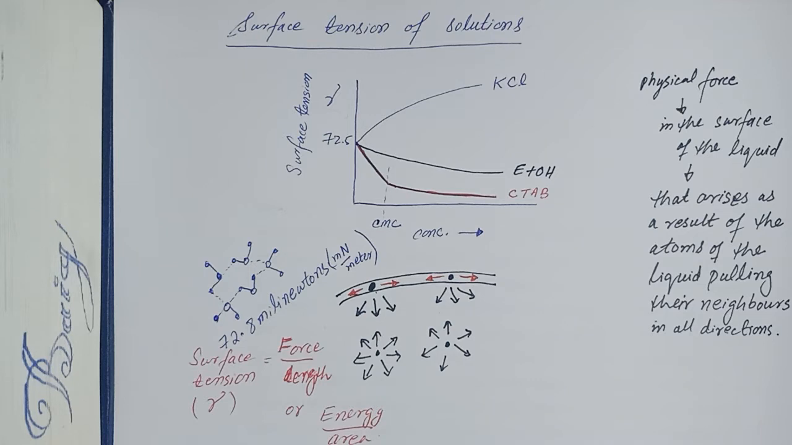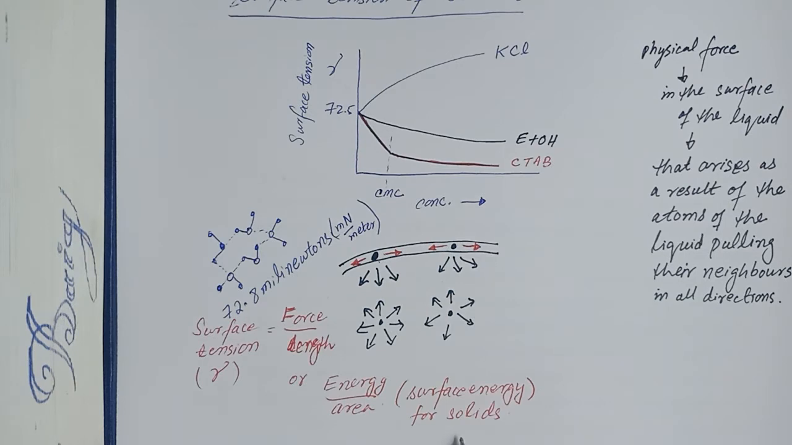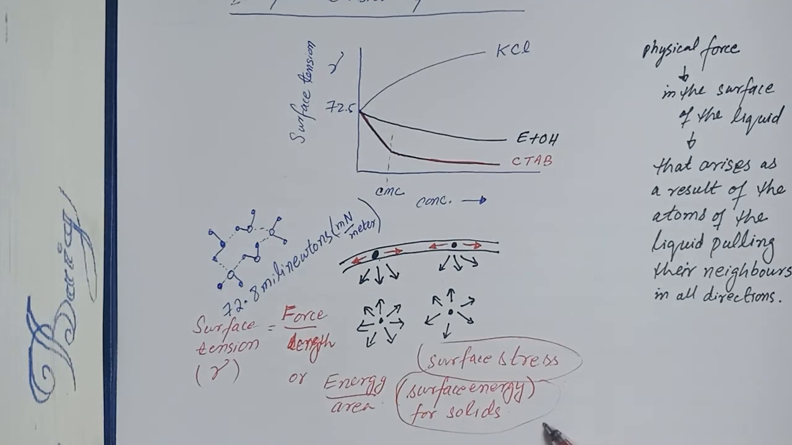So surface tension has the dimension of force per unit length, or energy per unit area. These two dimensions are equal, but when referring to energy per unit area, it is common to use the term surface energy instead of surface tension, which is a more general term in the sense that it applies to solids. In material science, surface tension is used for either surface stress or surface energy.